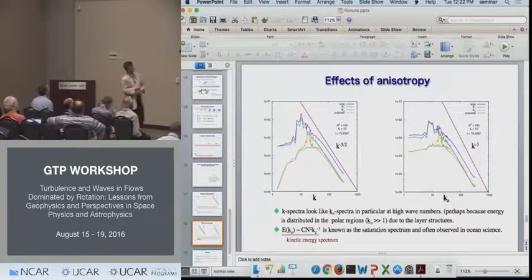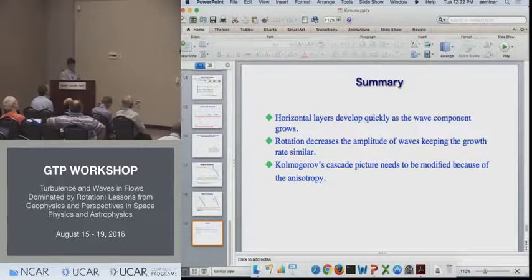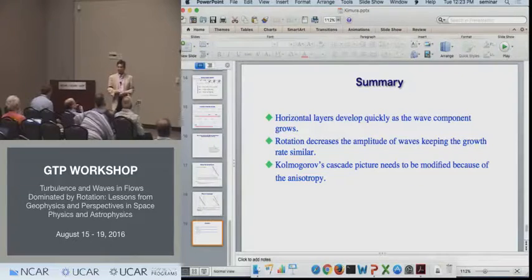So the summary: the horizontal layers develop quickly as the wave component grows. And rotation decreases the amplitude of waves, keeping the growth rate almost similar. Kolmogorov's cascade picture needs to be modified because of the anisotropy. Thank you for your attention.